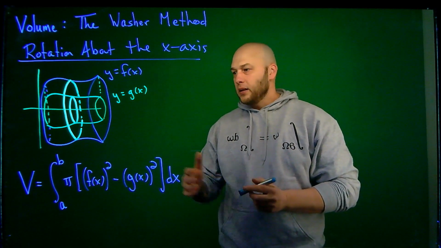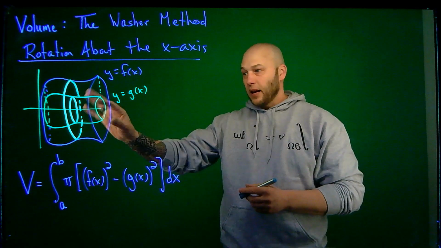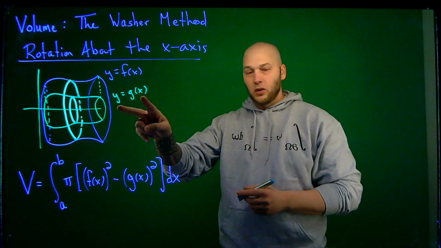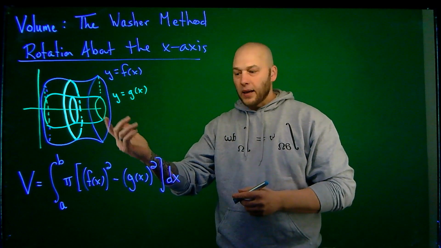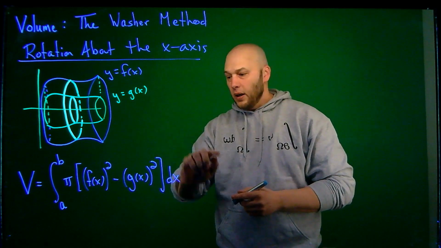And the idea is that remember, for the disk method, I don't have a hole, so in other words, I don't have this g of x function. You could think of, in that case, that g of x would be 0. That would just eliminate this term.